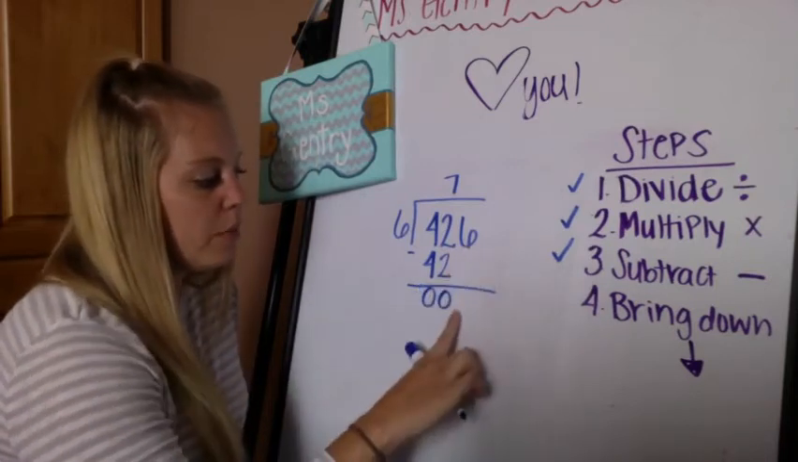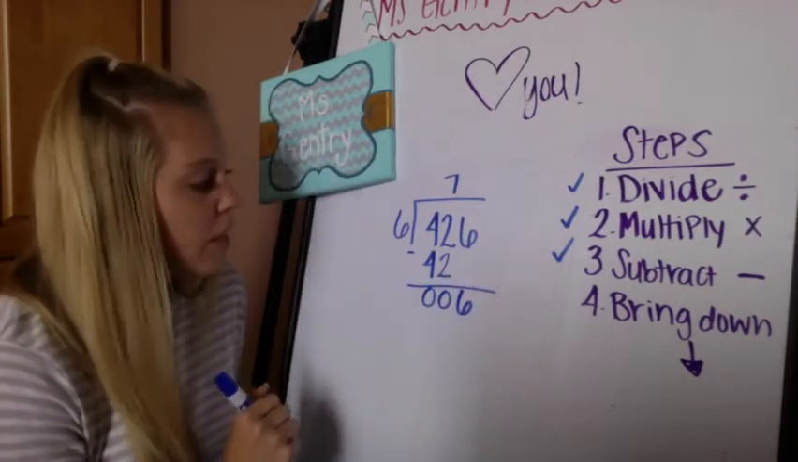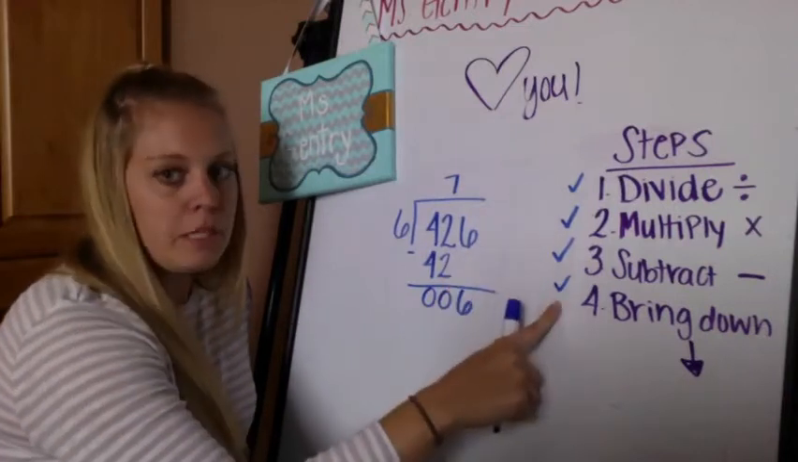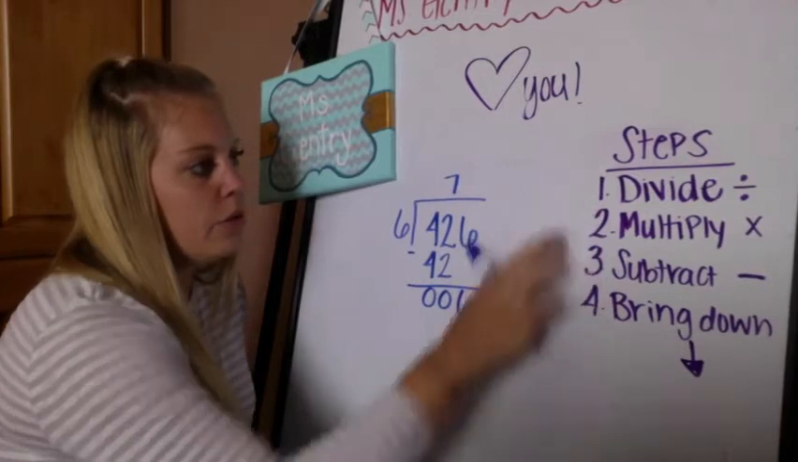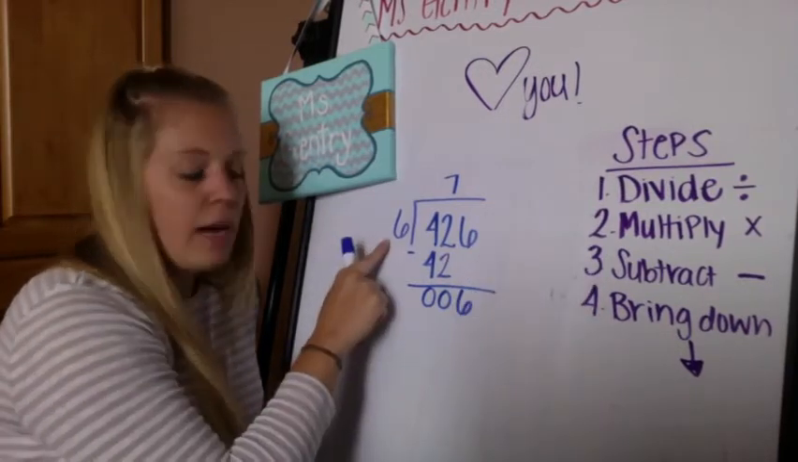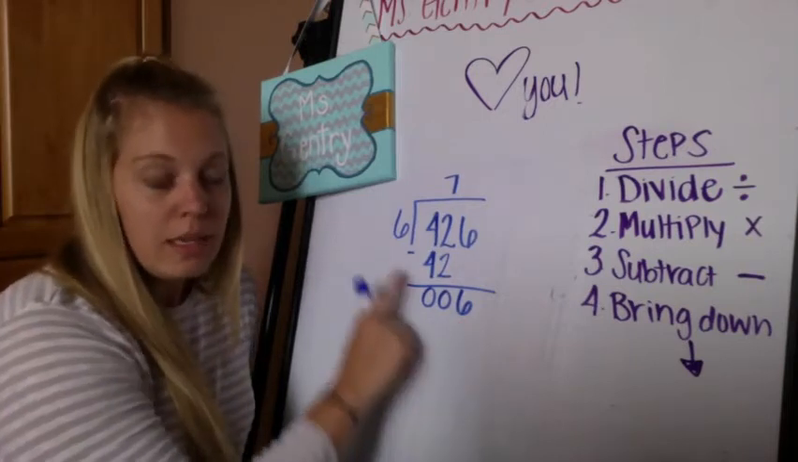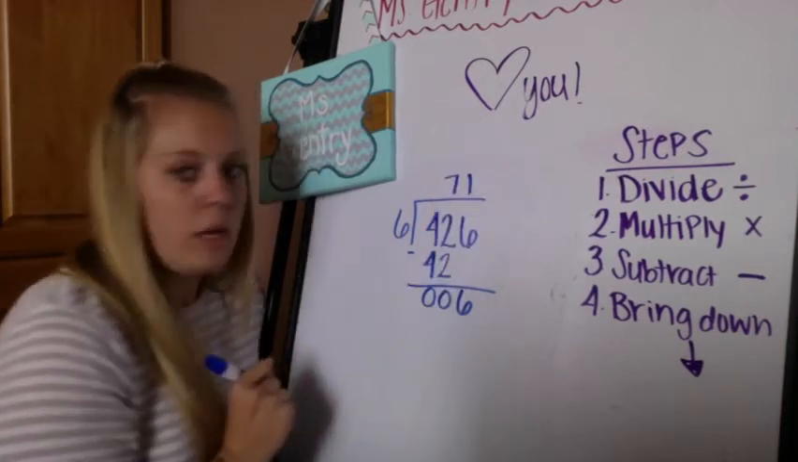My next step is to bring down. So this 6, I'm going to bring it down below my zeros, by my zeros. Then I'm going to go back up to the top. I got all my 4 steps done. I'm going to erase and start over at step 1. Step 1 is to divide. I'm going to figure out how many times this 6 can divide into this 6. 6 can go into 6 1 time. So I'm going to put my 1 up top.